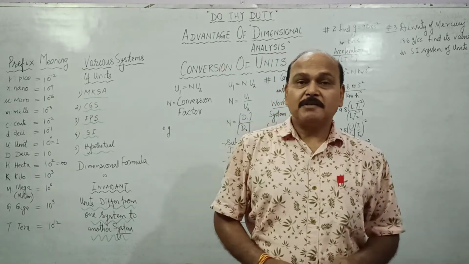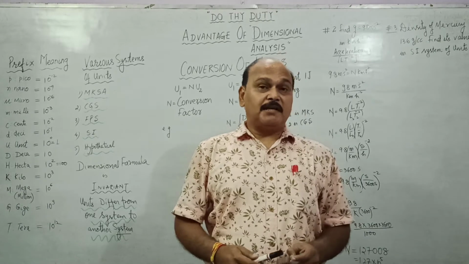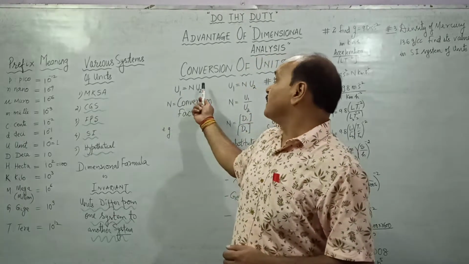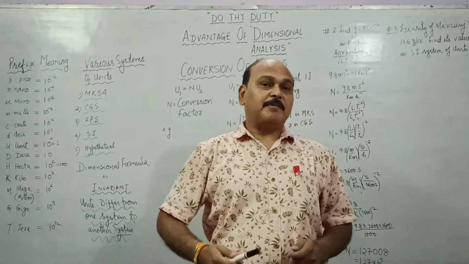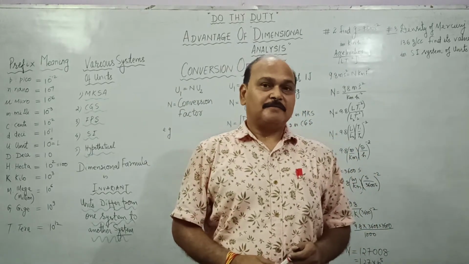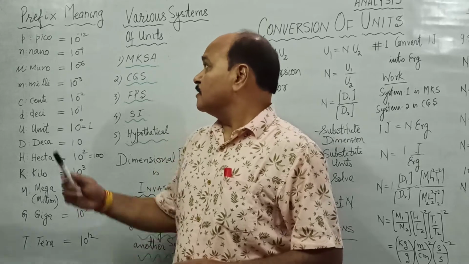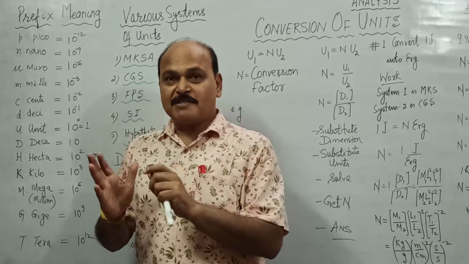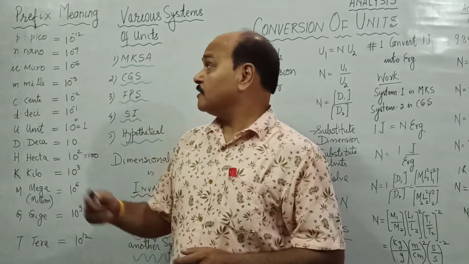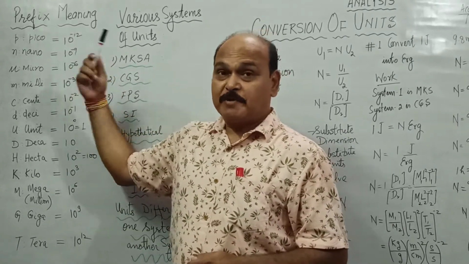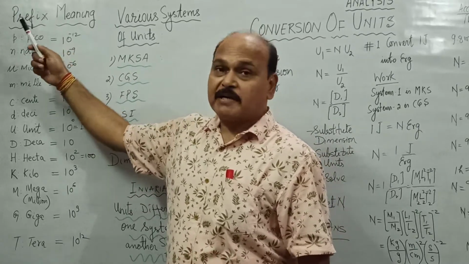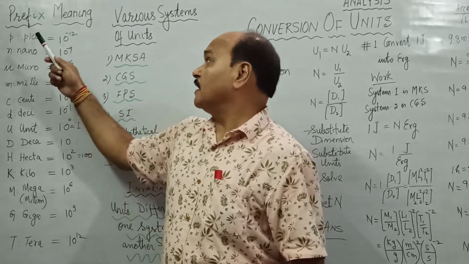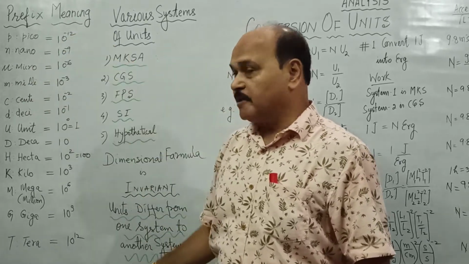The last advantage was to check dimensional validity, which we studied last time. Now we are going to study conversion of units using dimensional analysis. To be able to convert the unit of a physical quantity from one system to another, there are certain word meanings which we must know. These words in fact are prefixes. Prefixes are the words which are written before a word. And we are going to study their mathematical meaning.